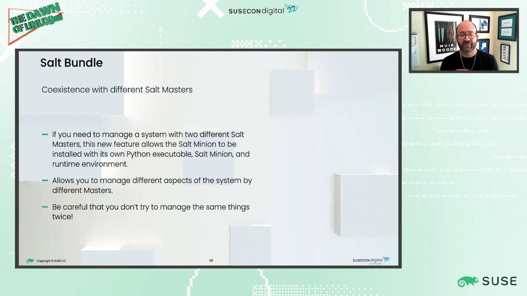This is a recipe for disaster. When you have two sources of truth, chances are both of them are going to be wrong. But this is great functionality for those cases where you do need to have two separate sets of management from two different masters.